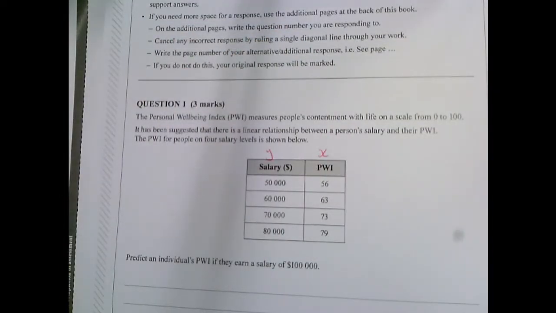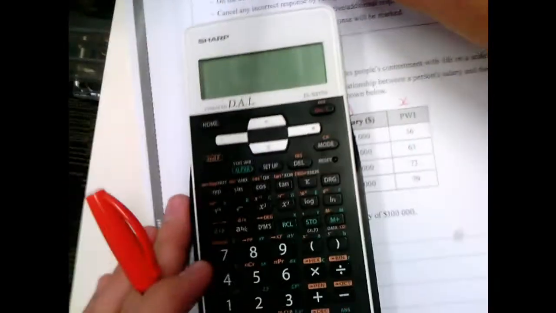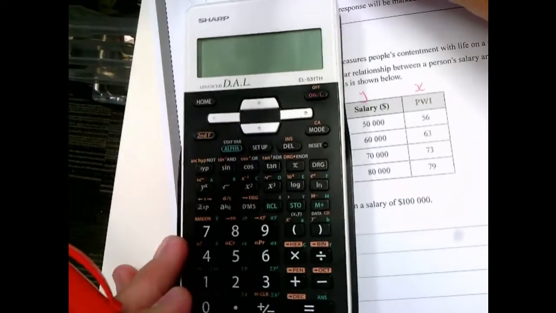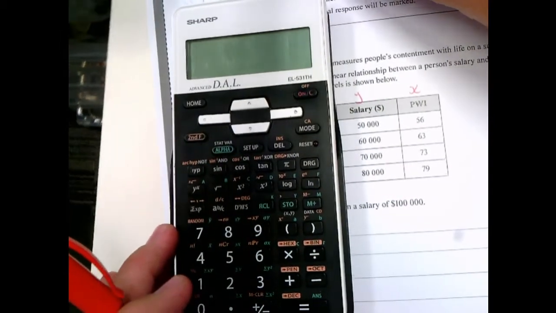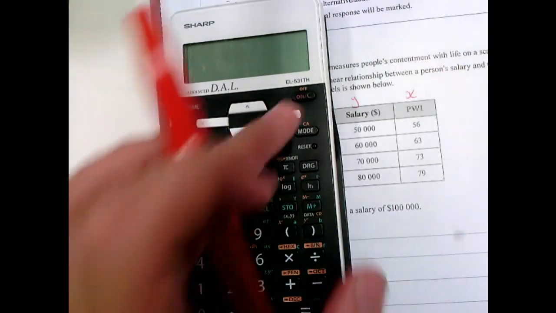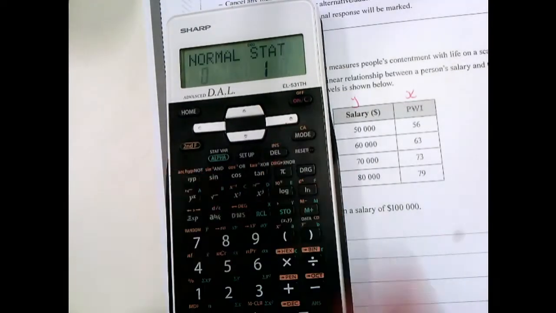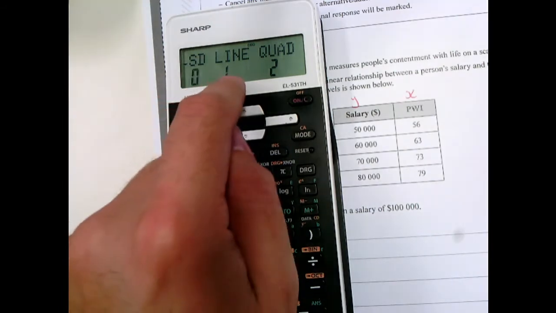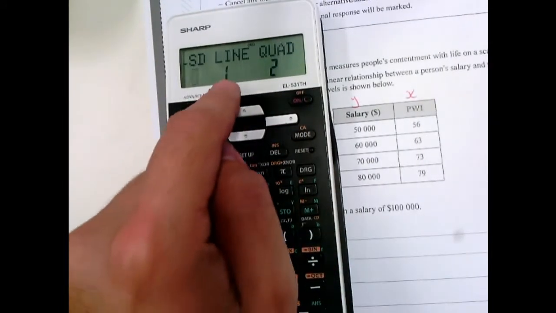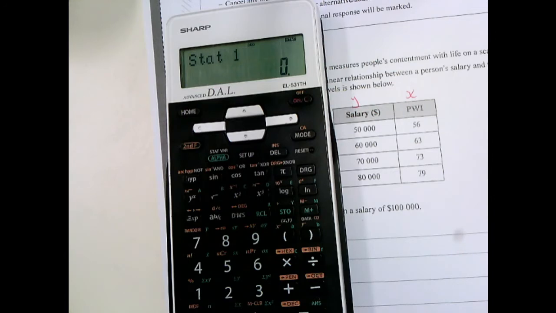So in our Sharp calculators, we can input this data and calculate the linear function. And I'm about to show you how to do that. So, calculator on. We want to go to mode, stat, and to get to stat we press 1. Then we've got standard deviation, linear, quadratic. So we want to go to linear, which is 1 again. And it should show 0. So this is the point at which we can enter the data.